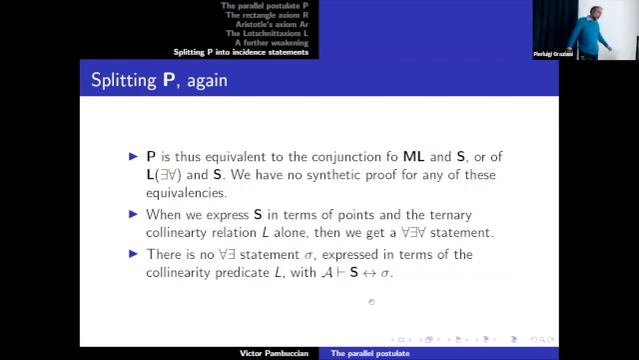And that's the story about the parallel postulate that wouldn't have existed had the Archimedean axiom been true. And that's all I have to say, and I wait for your questions. Questions?